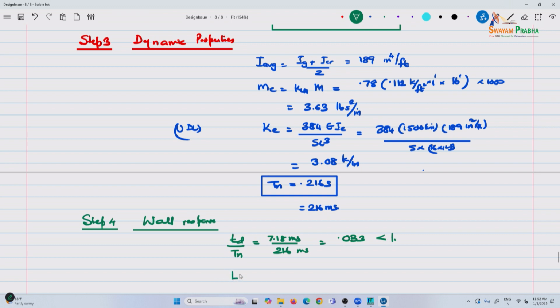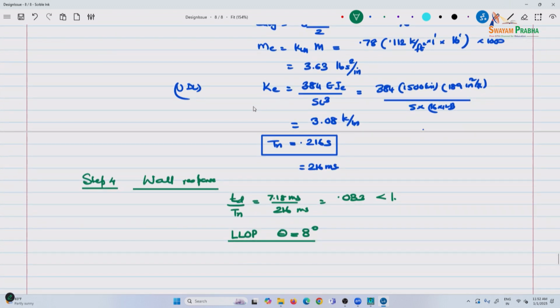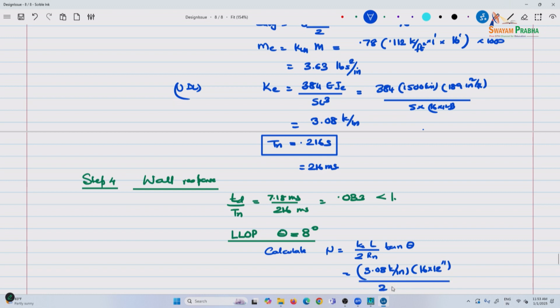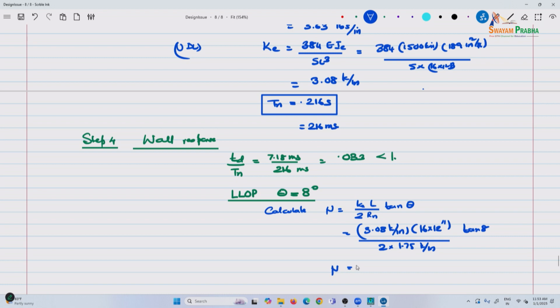Then for a low level of protection, remember, the lower the level of protection, the higher the theta, the higher the allowable support rotation. So we calculate mu, which is KEL divided by 2, our Rn was 1.75 kips per foot. So Rn tan theta, which comes to 3.08, 16 divided by 2 times. So again mu is quite high, 23.7.